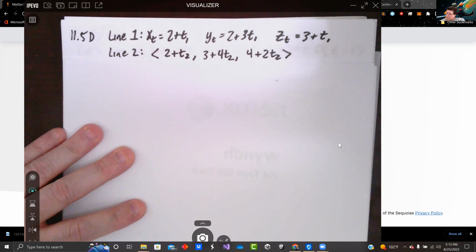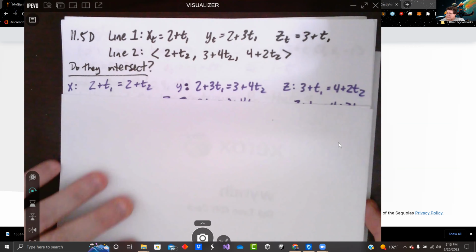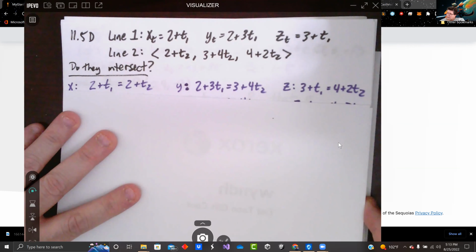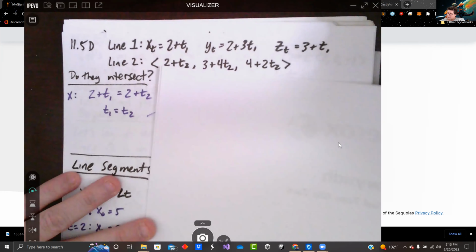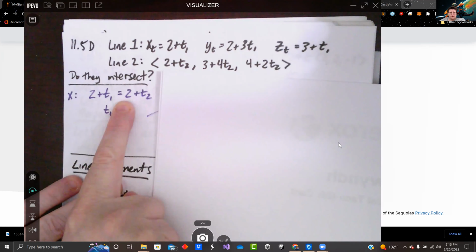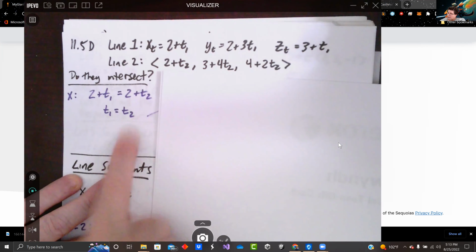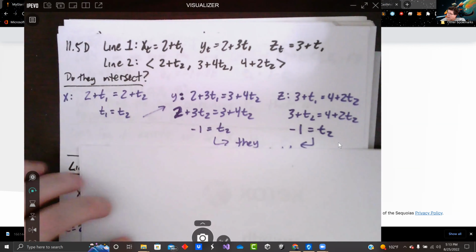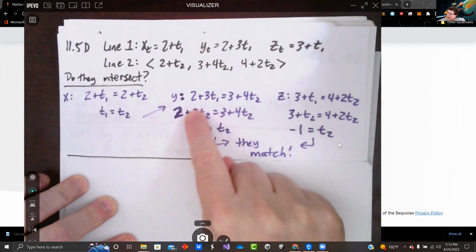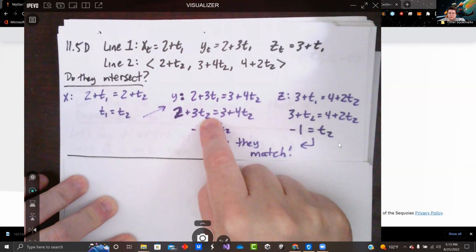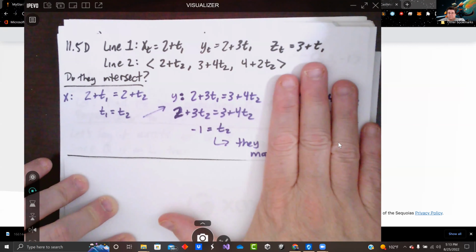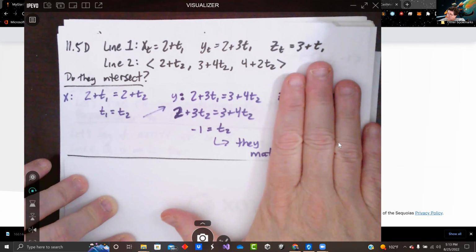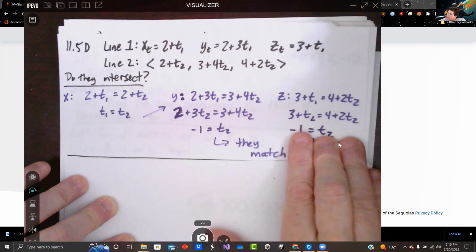Okay, I'll assume you paused it and worked it out. I did the same thing. I set them equal to each other. And so I can see from the first one, if I subtract the 2 from both sides, I get T1 equals T2. I can just plug that in. If I plug that in here, I'm just replacing T1 with T2. If I solve for T2, I get negative 1. Will I get T2 equals negative 1 in the other one? Let's check it. I do the same over here.